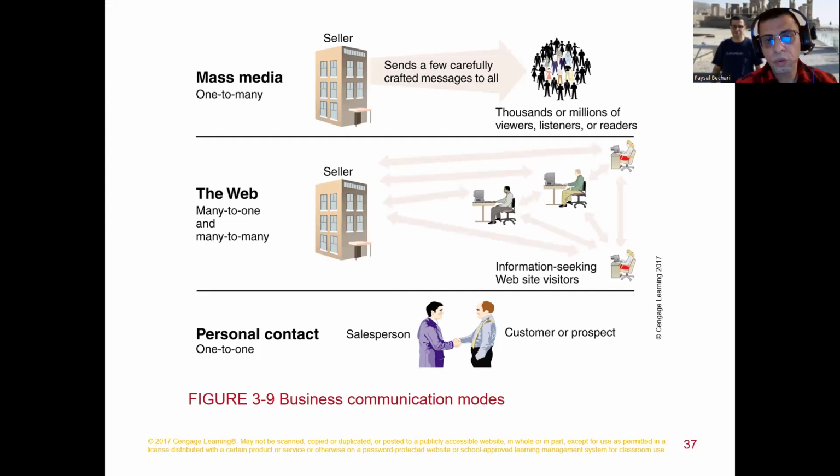You have one-to-many, one seller targeting thousands or millions of viewers. And then you have many-to-one and many-to-many, because you're sending information out, but at the same time you're hoping others will be sending it to you. So that's one-to-many, many-to-one, or many-to-many. And then you have one-to-one, which is salesperson and customer prospect.